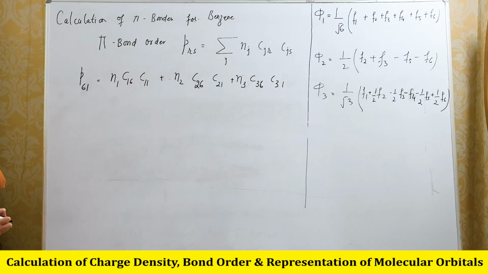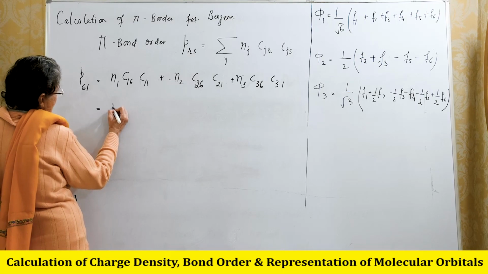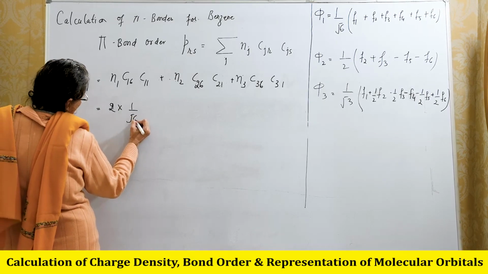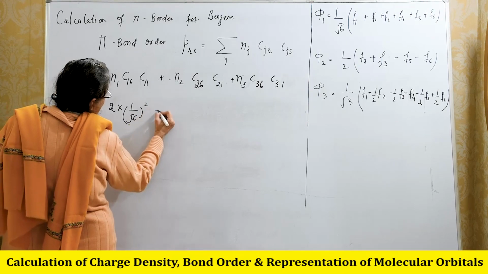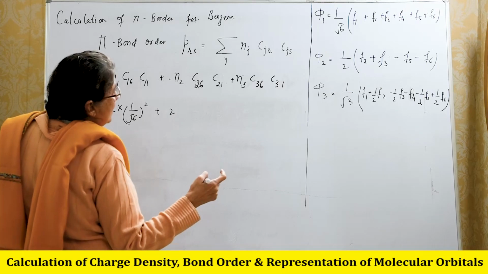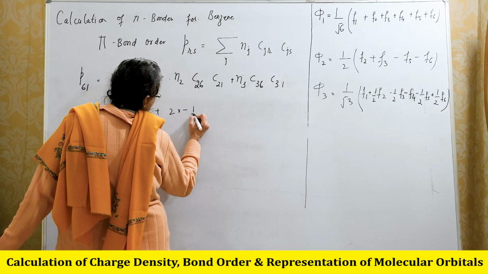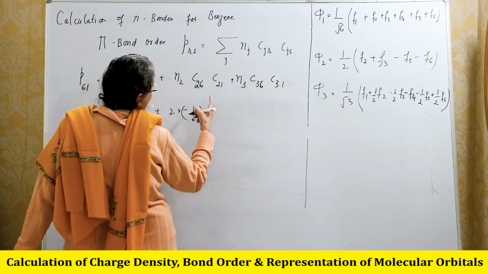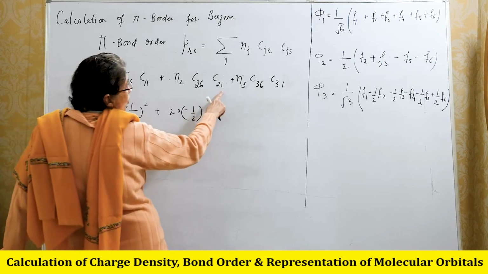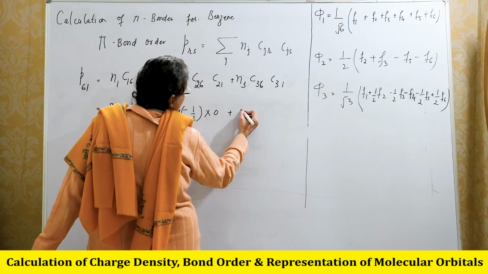This is the coefficient. So N1 16, N1 2 1 by root 6 whole square plus 2, 2 6. 2 6 is minus 1 by 2, minus 1 by 2 and 2 1. That is, 2 1 is missing. Yes, 2 1 is 0 plus and 3 2.